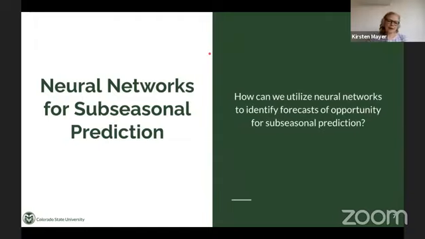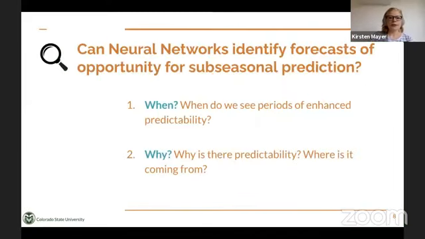So where do neural networks come in? How can we use neural networks for subseasonal predictions? The question we're trying to ask is, how can we utilize neural networks to identify forecasts of opportunity for subseasonal prediction? In order to do this, we need to answer two questions. Can neural networks identify the forecast of opportunity for subseasonal prediction? Well, they'll need to be able to identify when. When do we see periods of enhanced predictability, or when are these opportunities? And the second is why. Why is there predictability, and where is it coming from?